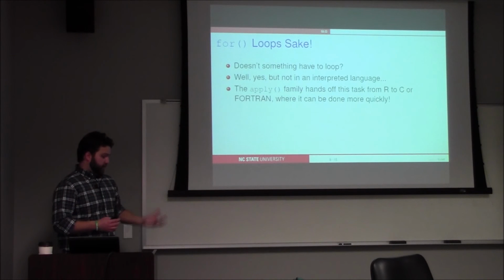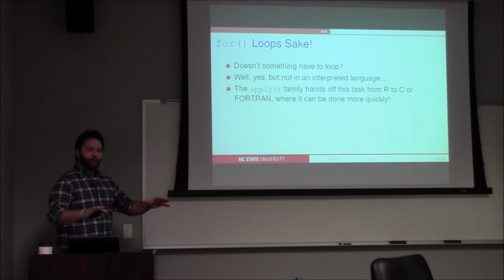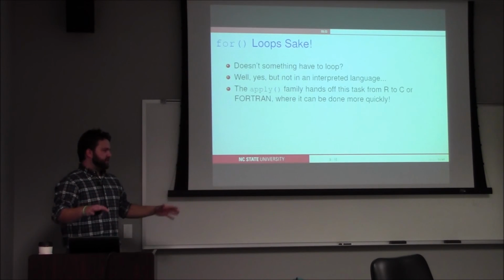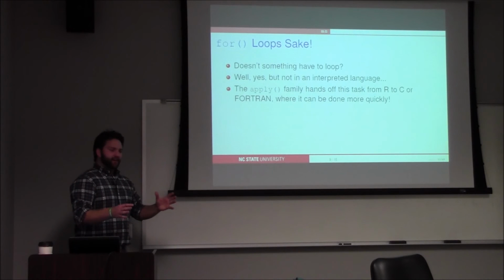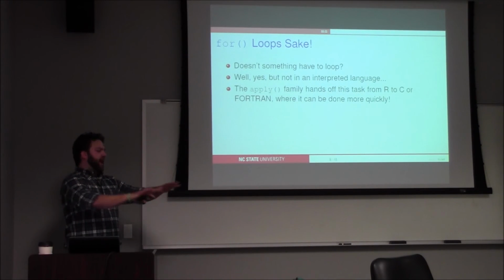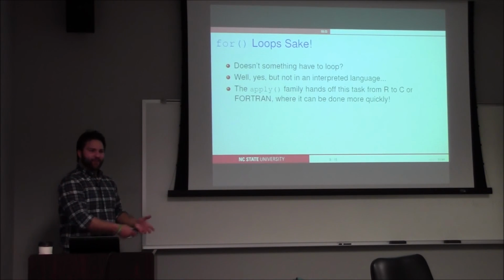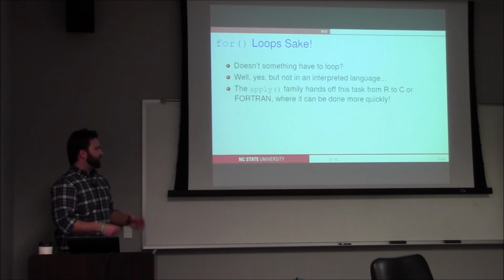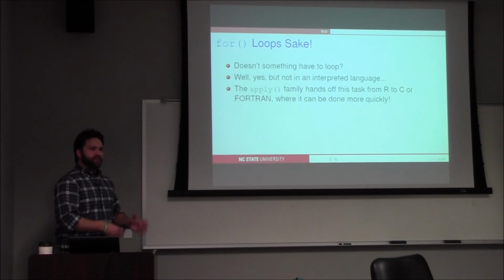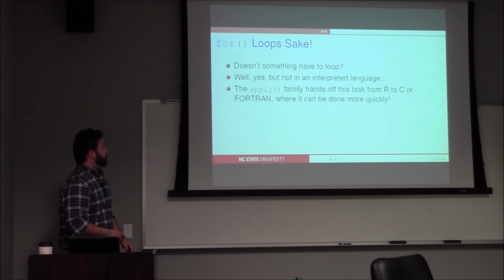I think about it almost like the quarterback is R. The quarterback is reading the defense and determining that perhaps a pass is not going to work in that situation, so it is going to hand it off to the running back, who is C. In that particular play, it sees that there's an advantage to handing it off to C. So that's what the apply family of functions is going to do for us.